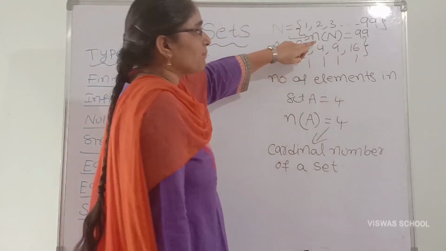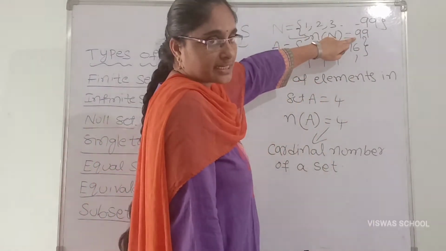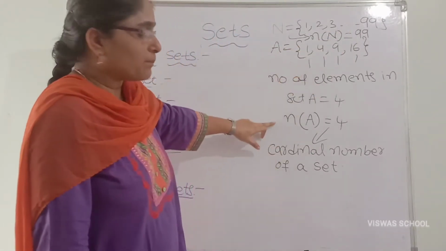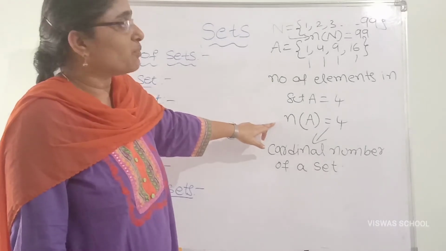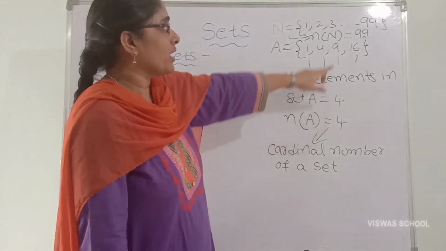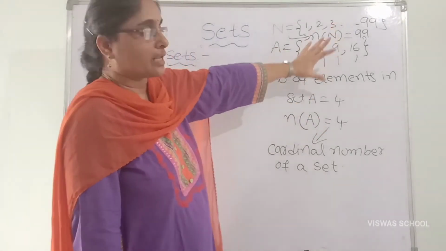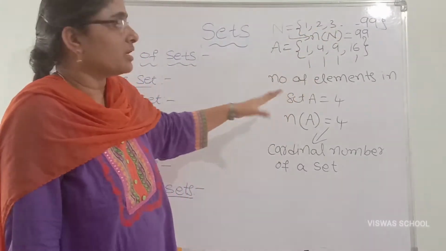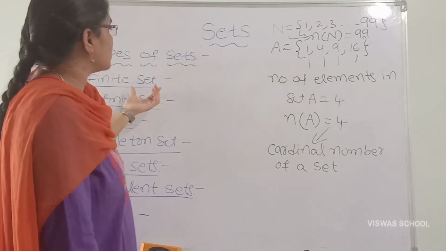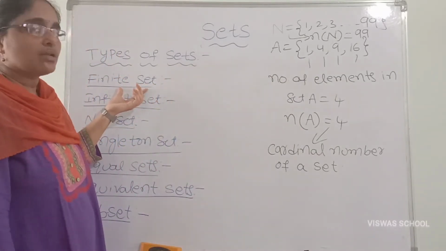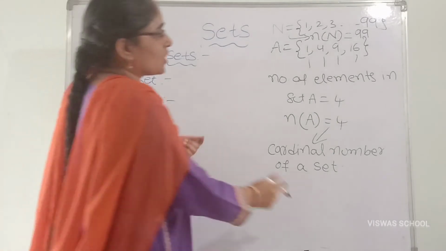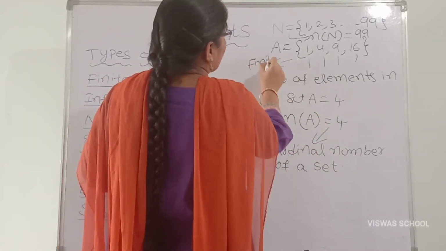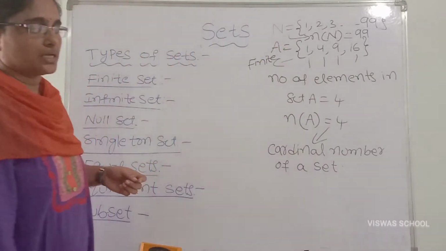That is, the cardinal number of the set is 99. If the number of elements is countable, as here we have 4 and here we have 99, that is, in this case the number of elements is countable, then it is called a finite set. These are finite sets.